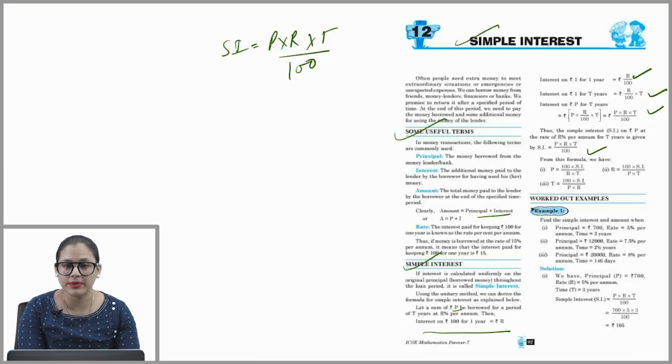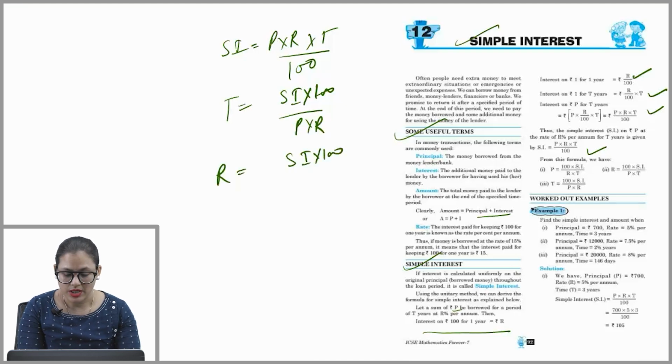And from this formula, we can also calculate T. If you have to calculate time, what will you do? What is the formula? SI into 100 upon P into R. If you have to calculate rate, what is the formula? SI into 100 upon P into T. And if you have to calculate the principal, what is the formula? Principal, SI into 100 upon R into T.